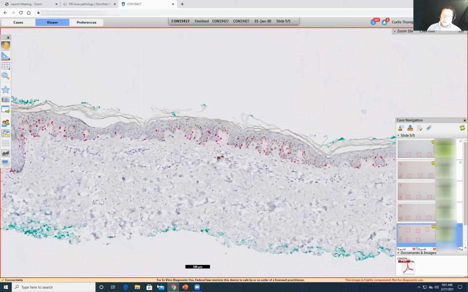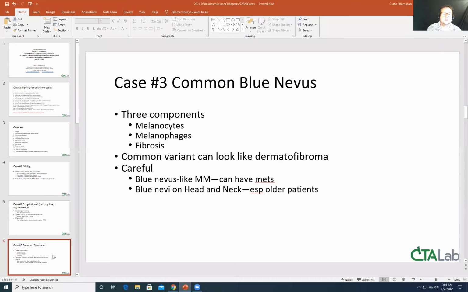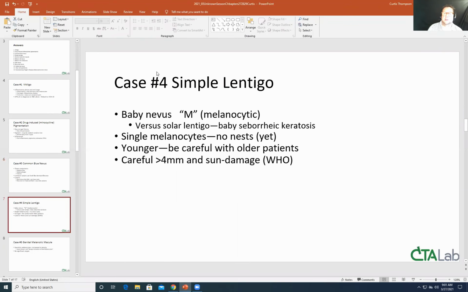There's no nest, so it's just single melanocytes. So this is a simple lentigo. I want to talk just a minute about lentigo. Simple means it's melanocytic, so it's a baby nevus, and we see it in younger people, versus solar lentigo, which grows up into reticulated seborrheic keratosis. So one's melanocytic and one is keratinocytic.